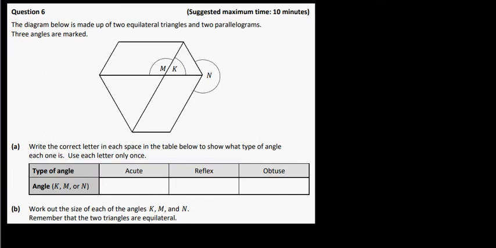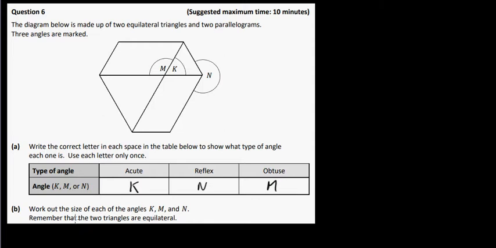So we have an acute angle. Well, K is the acute angle because it's less than 90 degrees. The reflex angle is greater than 180 degrees, so that's N. And then an obtuse angle is M, that's the one greater than 90, less than 180 degrees.